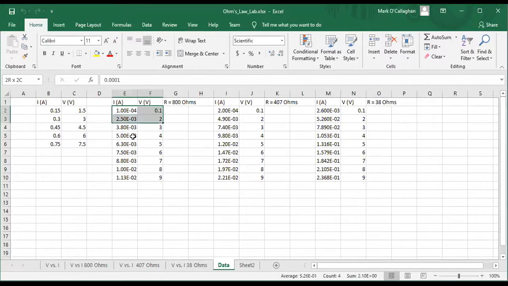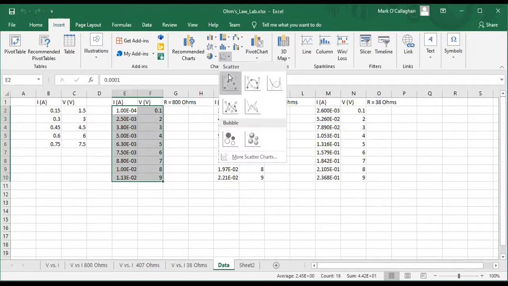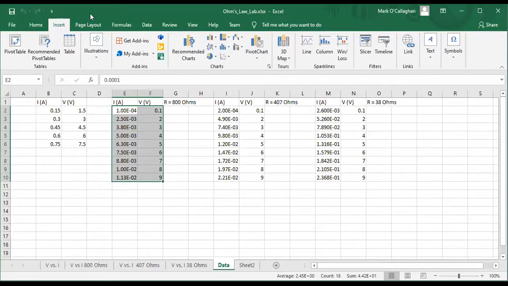I highlighted the 2 columns, insert, and then I selected the chart. I selected not this scatter plot, but this scatter plot over here that has the lines in it. I'm not going to do a trend line. It's going to be a pure line. There's no need for a trend line. This is about the most perfect lab data you've ever seen, right? So a trend line, you're not going to see it.